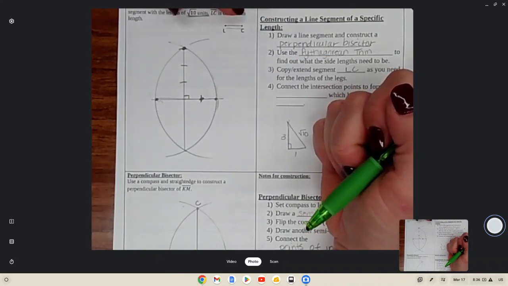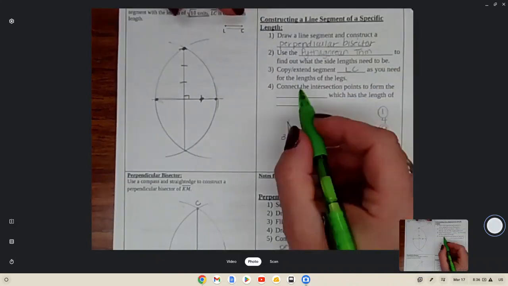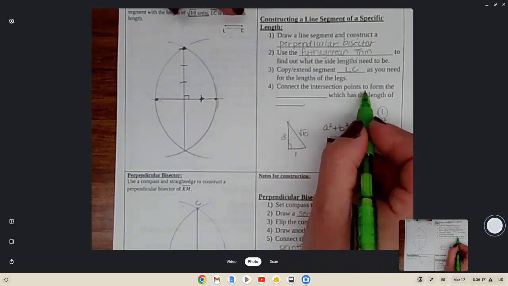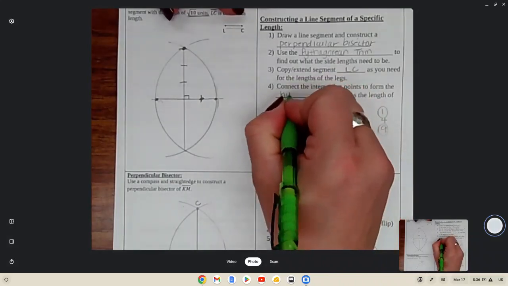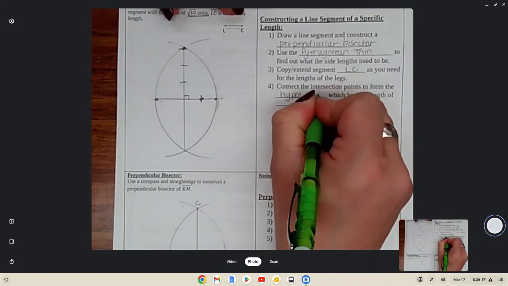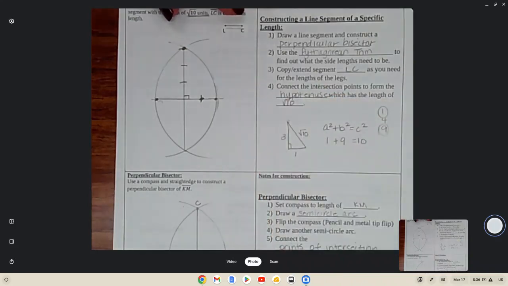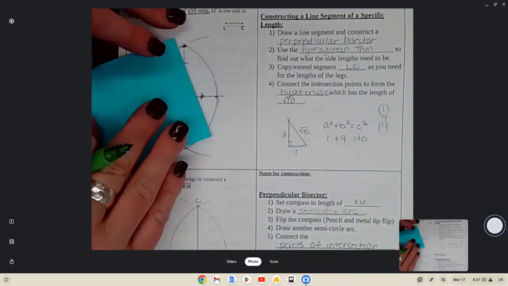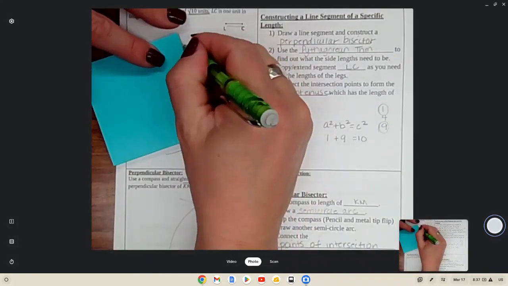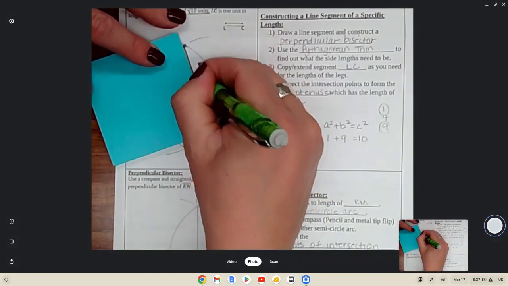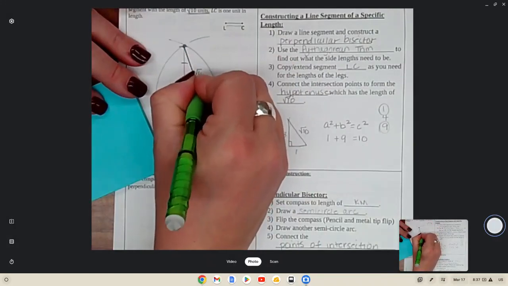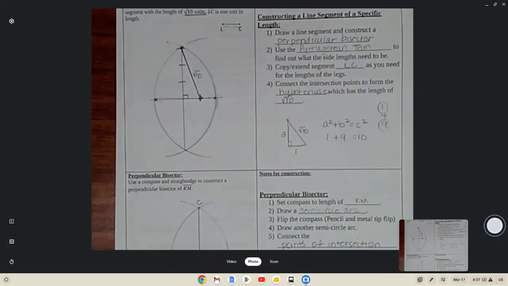Okay. Step 4, connect the intersection points to form the hypotenuse, which has the length of square root 10. So this is our segment that is square root 10 units. Okay. So that's as far as we're going in this first day of constructions.